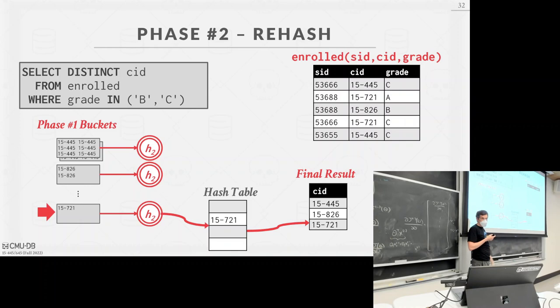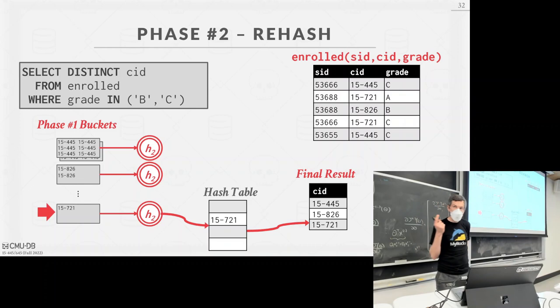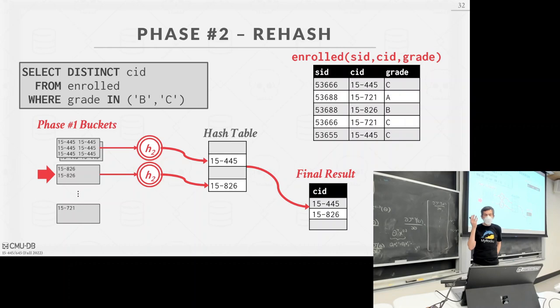Yes. Since we already have the partitions based on the group by keys, why do we need to rehash and put it into another hash table? Can we just run a running aggregate function, like bring 445 into memory, run everything through that aggregate function, and be done? Like if the aggregate function is count, we don't have to have a second hash table. We can just count in the bucket.